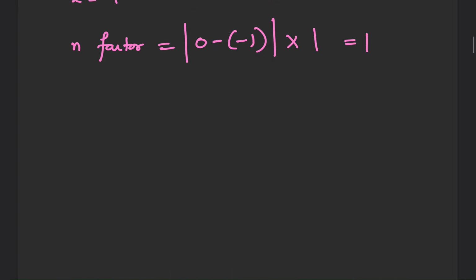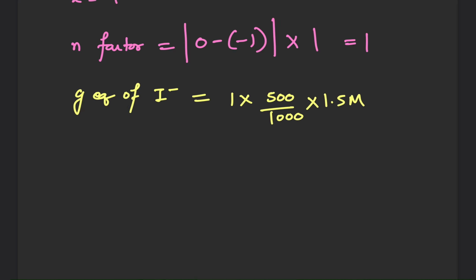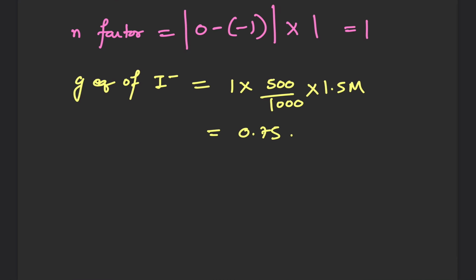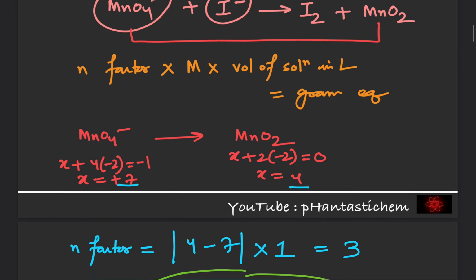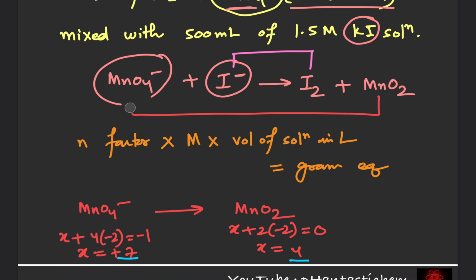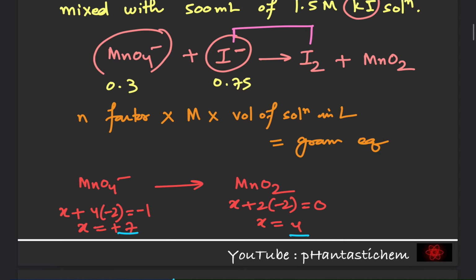So therefore the gram equivalence of I minus will be equal to 1 into 500 by 1000, the volume given to us is 500 ml, into 1.5 molarity. So this is equal to 0.75. Okay, so I will write this down. So gram equivalence of I minus is 0.75, gram equivalence of MnO4 minus is 0.3. Okay, so you can see MnO4 minus has lesser amount of gram equivalence, so therefore it is the limiting reagent.